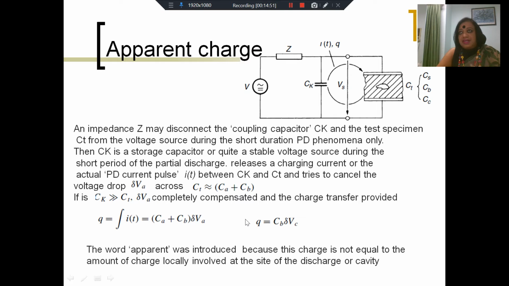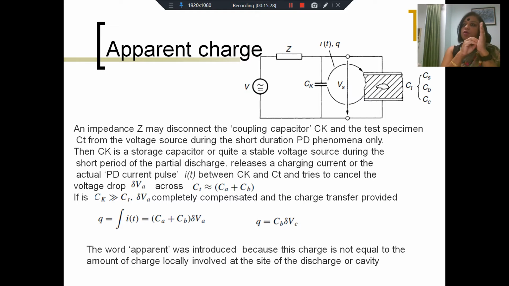Now, what we should remember is this quantity Q is not the actual quantity of charge which is involved in the discharge, but this is the quantity of charge which must be replenished from the coupling capacitor Ck to the test specimen Ct as a consequence of the discharge within the void or the capacitor Cc. And therefore, instead of calling it the PD charge, we call it the apparent charge. So the word apparent was introduced because this charge is not equal to the amount of charge locally involved at the site of the discharge or cavity.